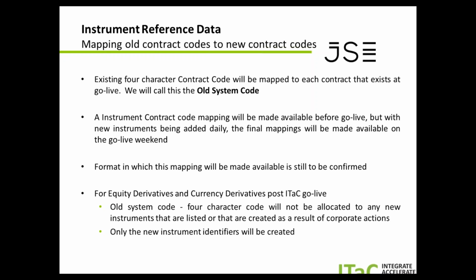It's just important to understand that that code will just exist at go live. Any new instruments that are added thereafter will not have the 4-character code anymore. It will just be the new ITaC identifiers.